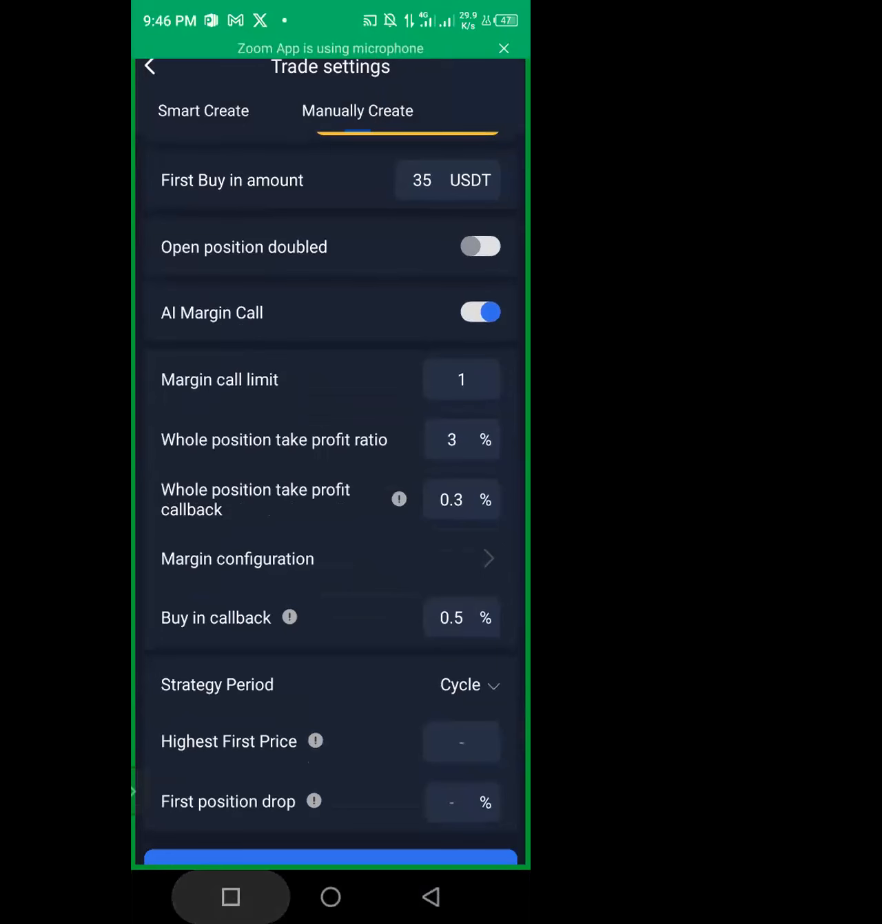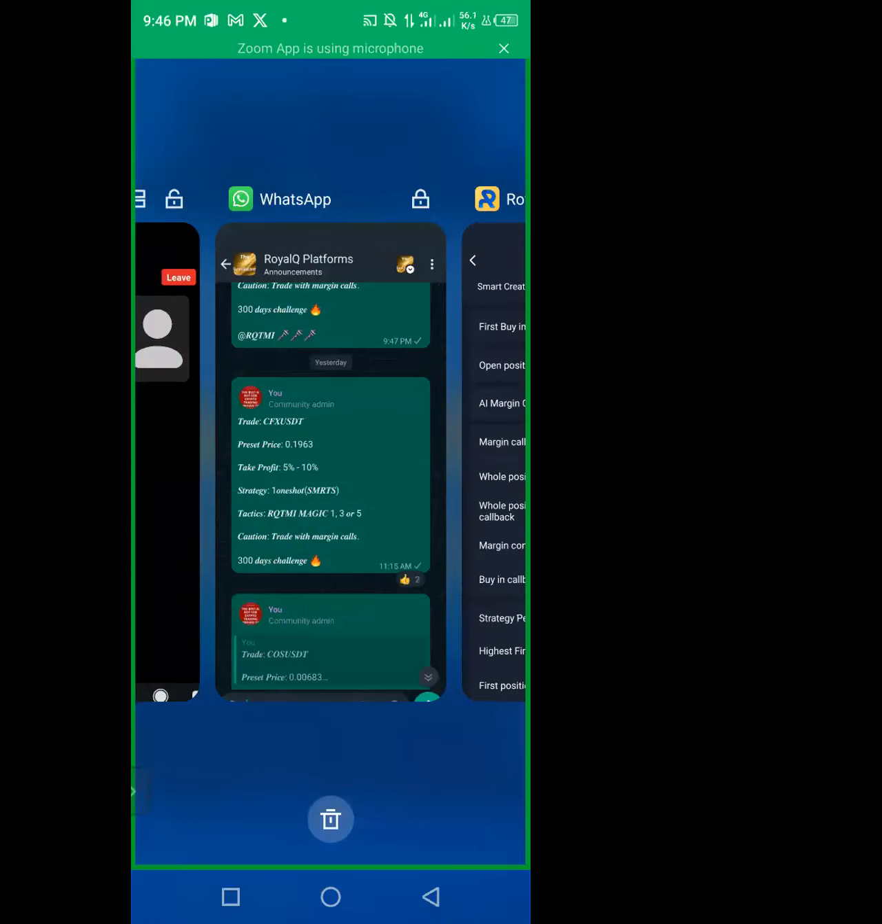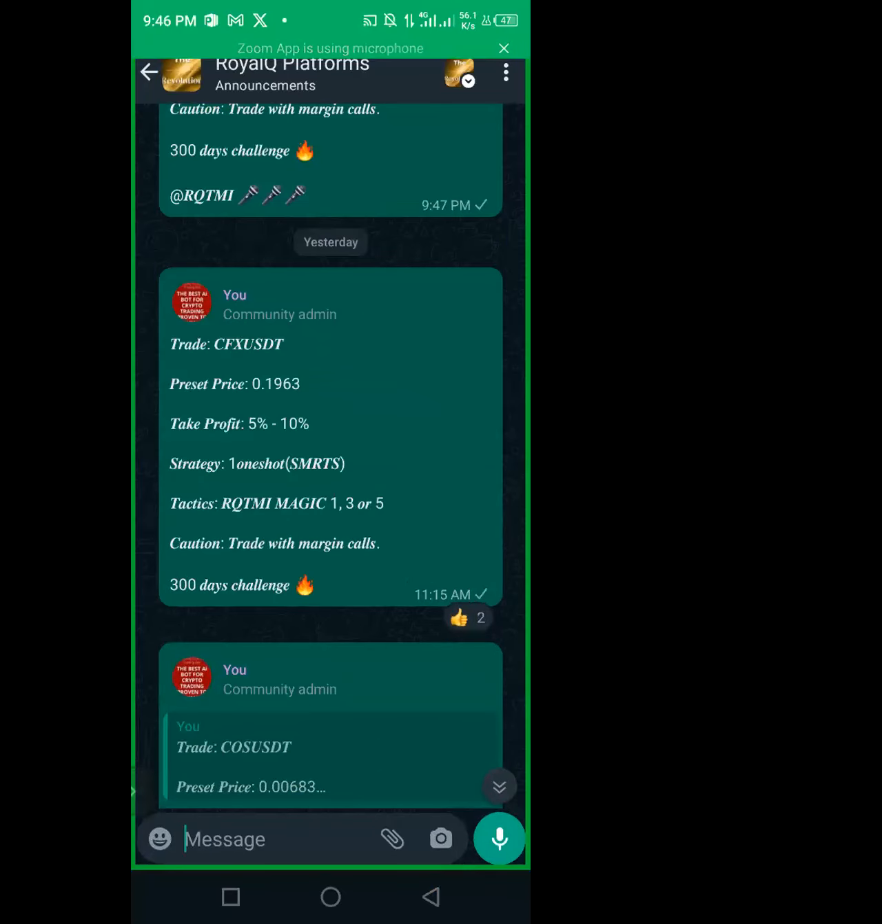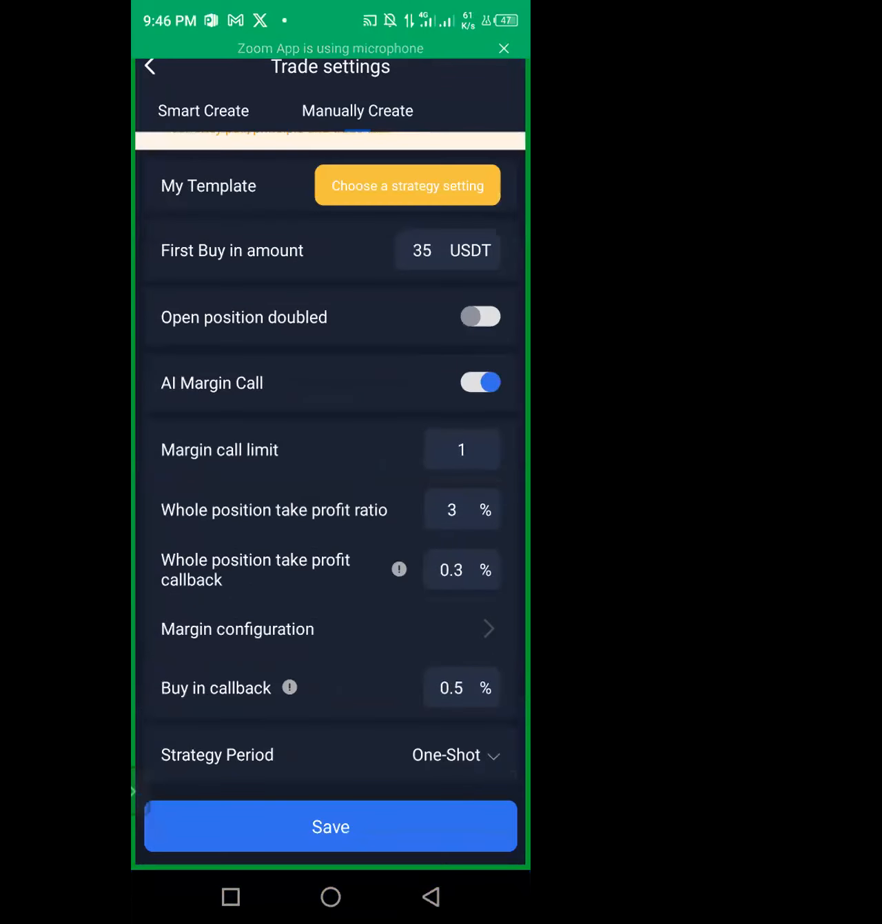The signal is a one-shot signal. So you can see the strategy is one shot. The signal is one shot. So I'll come here, I'll click on cycle here. It has changed it to one shot. So I'll click, okay, I'll go to the margin configurations.